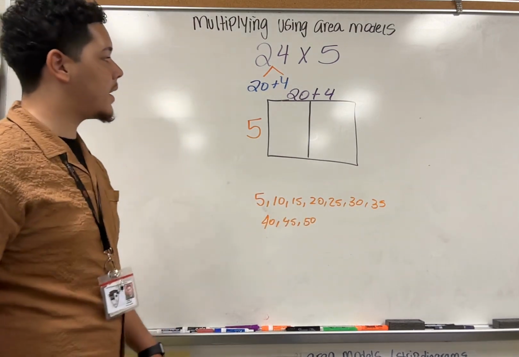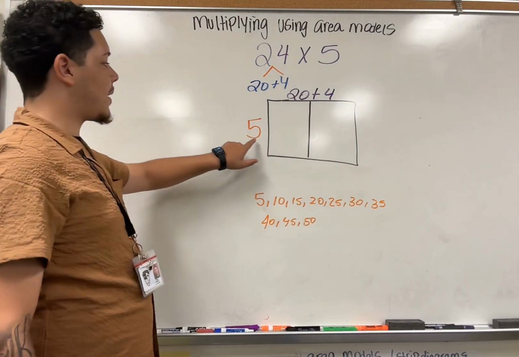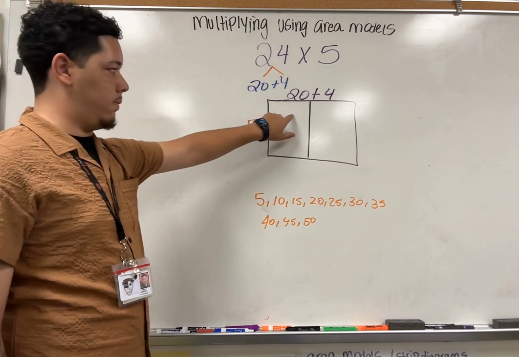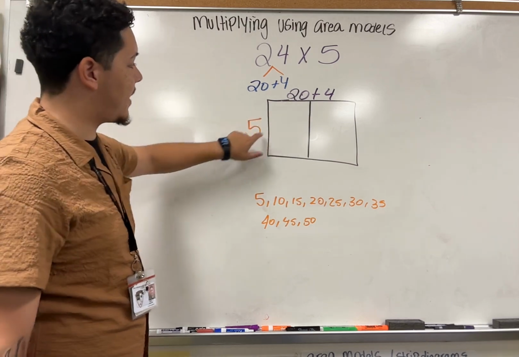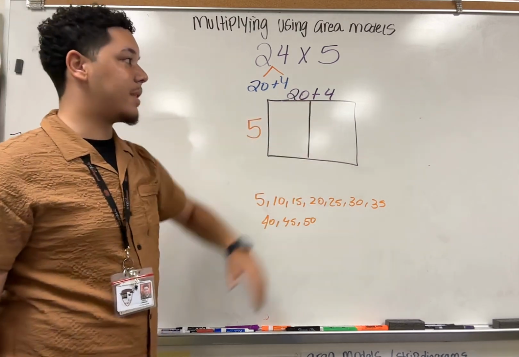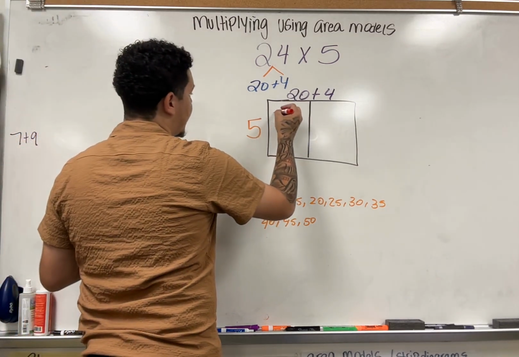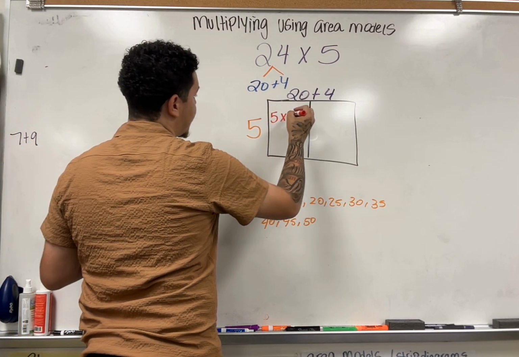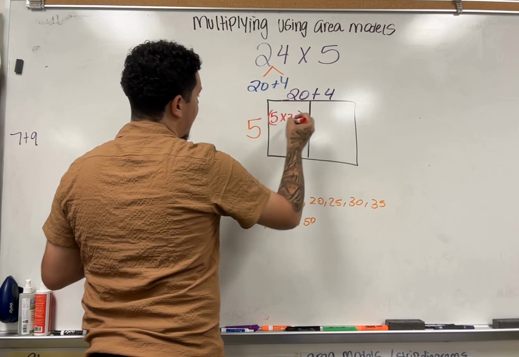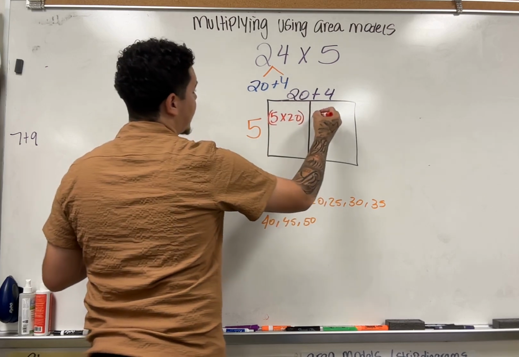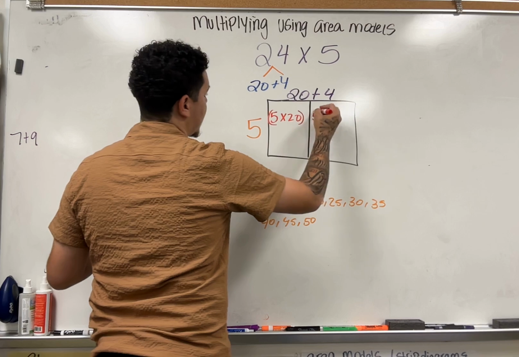All right, so basically with an area model, you're going to multiply the 5 times the 20 and put it in this box. Then you're going to multiply the 5 times the 4, and you're going to put it in this box. So essentially, over here, I'm going to do 5 times 20, all right? And in this box, it'll be 5 times 4.